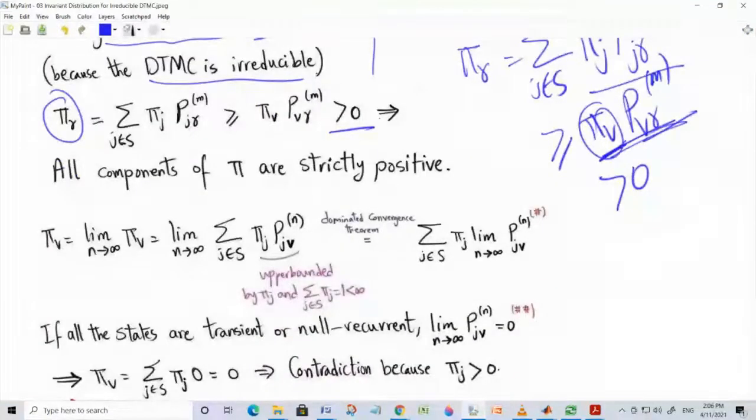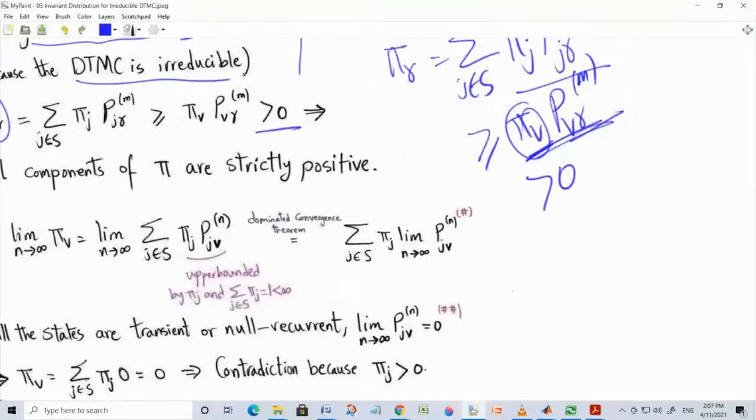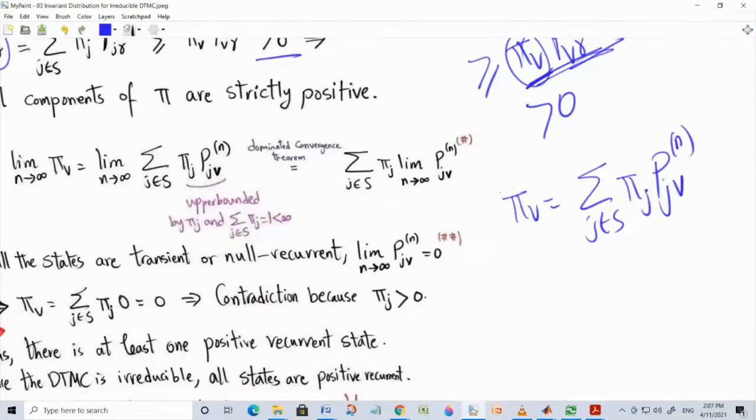Okay. Now, let's basically do this. What we will do is that we have pi_v. Okay, so let's actually do it like this. So pi_v is the summation over j in S of pi_j times p_jv^(n). And again, it's because pi is a stationary or invariant distribution. Okay? And this is true for every n. What we will do now is that we take the limit of both sides as n goes to infinity.